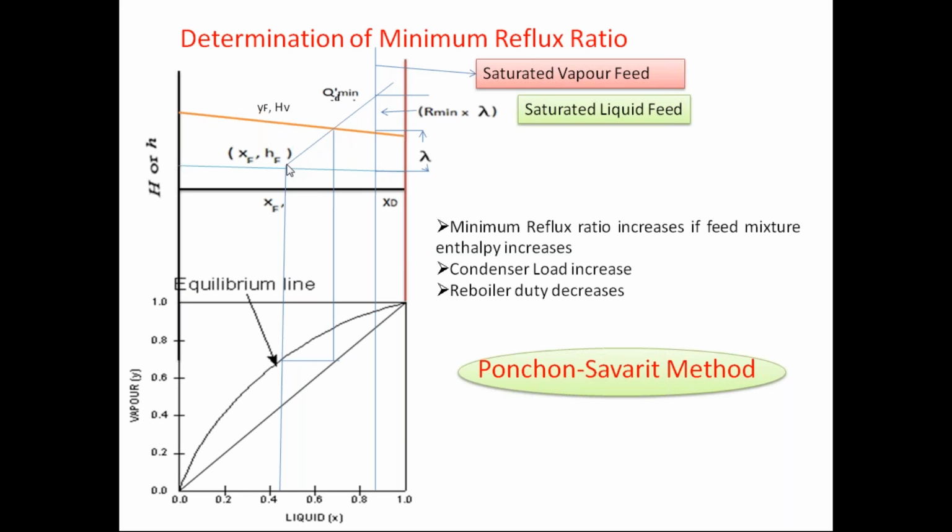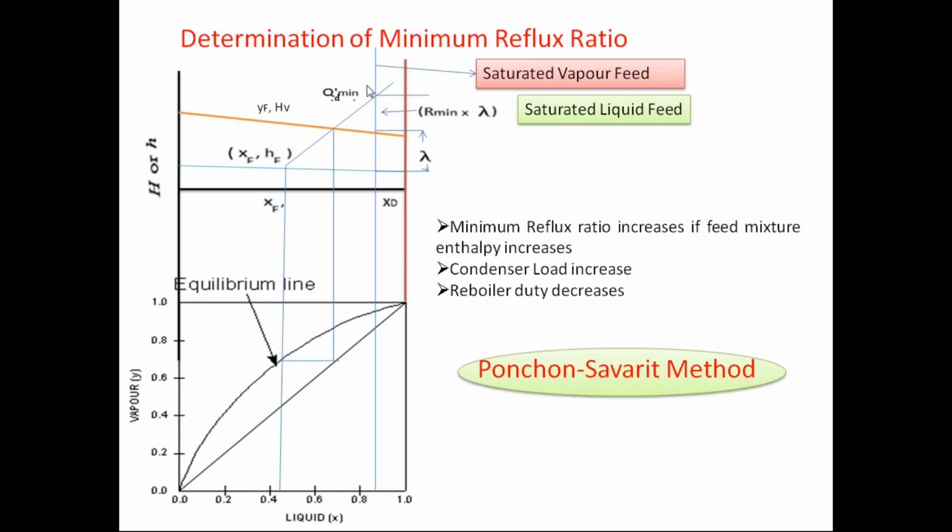This line is called the pinch line. Pinch line means this is matching with this equilibrium point. See, these are the equilibrium points. So one equilibrium point will give you the 2 points on the HXY diagram. So this is an equilibrium or a tie line. The operating line which goes through the tie line means it is a pinch situation.